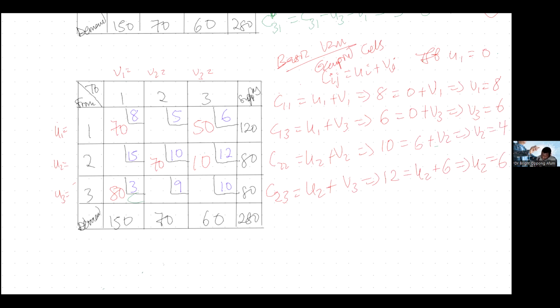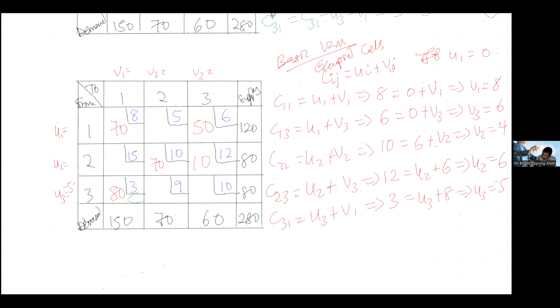Then we come to the last one, C31, which is U3 plus V1, and C31 is 3. Is U3 known? No, it's unknown. Plus V1 is 8. So we can have U3 equal to 3 minus 8, and that is negative 5. So we have negative 5 here.